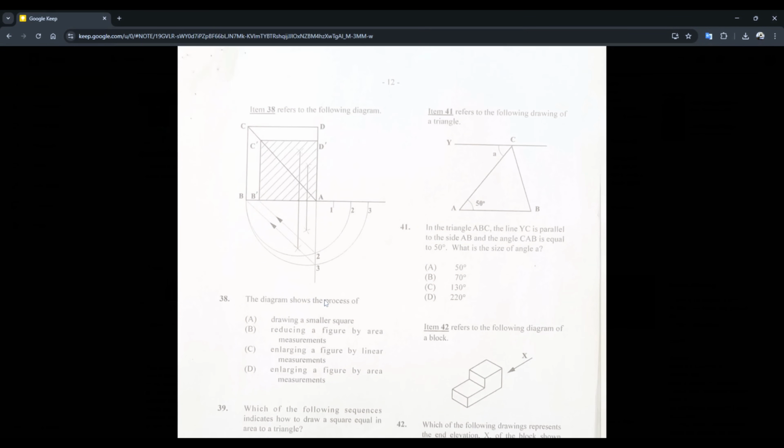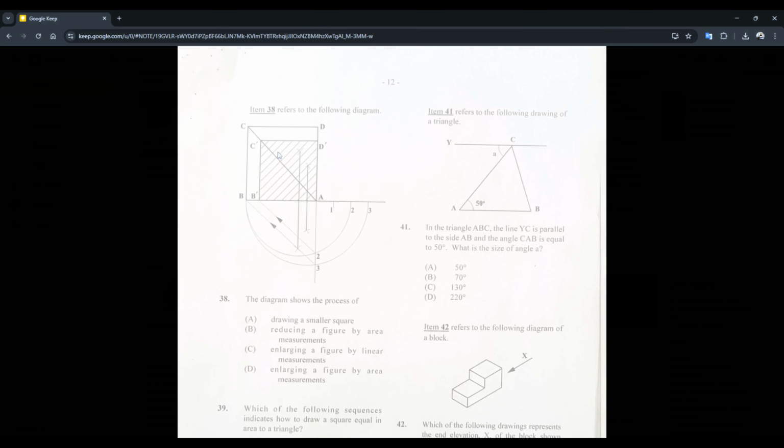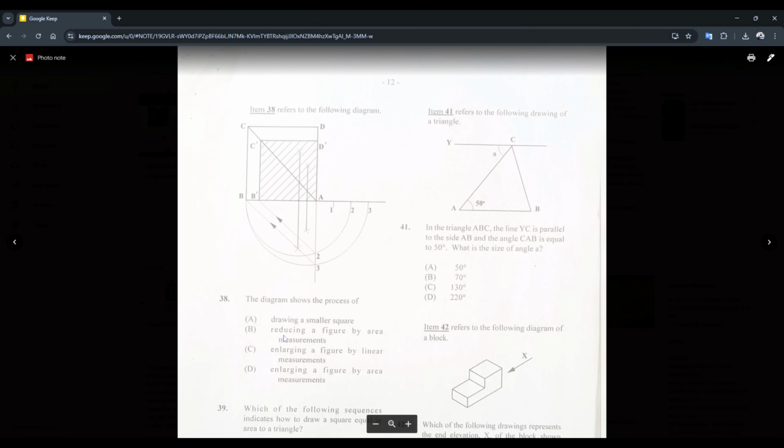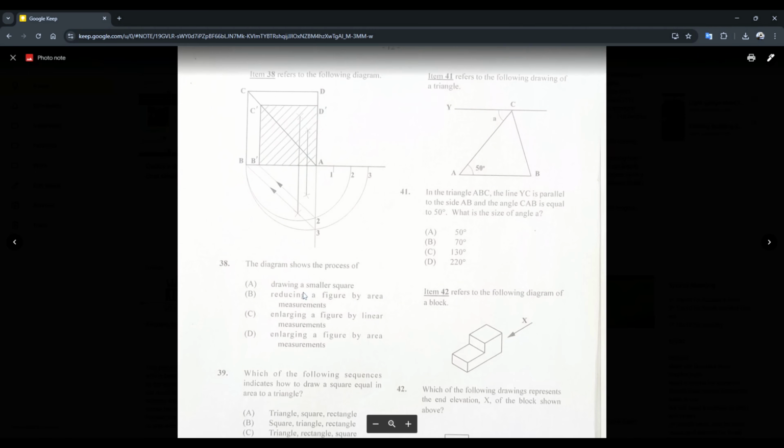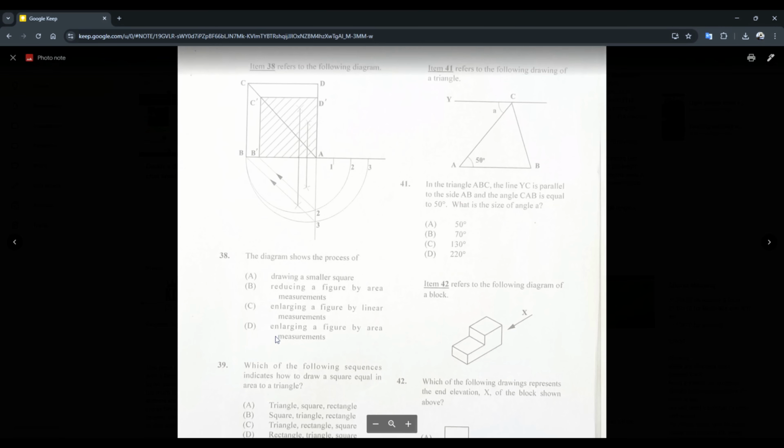Number 38. The diagram shows the process of, so this is the diagram here. Okay, so they are reducing the figure, based on the names of the lines, C accent, D, etc. So you know that these came after. So the figure was reduced. And the answer is B, reducing a figure by area measurements, right? Everything else is incorrect.